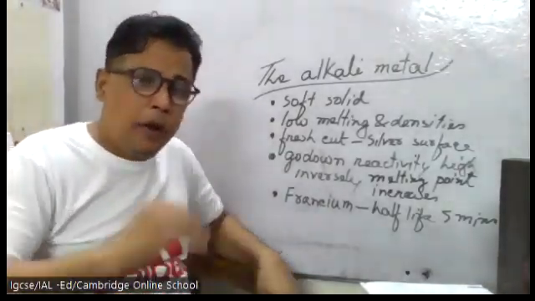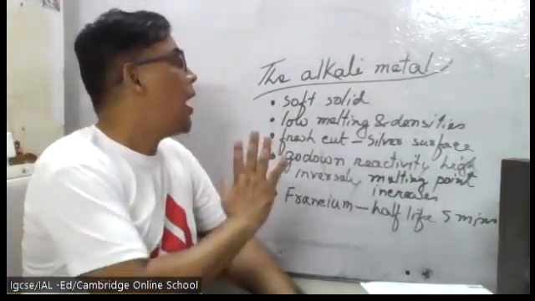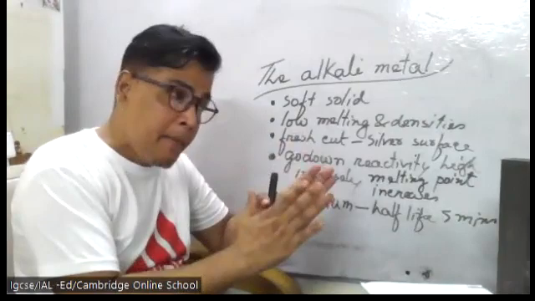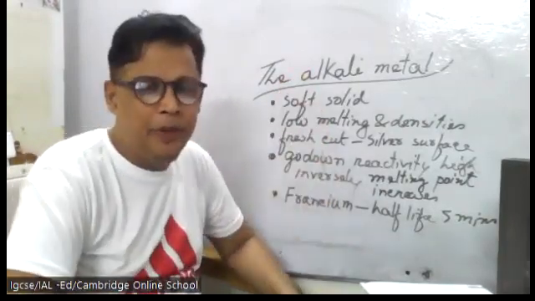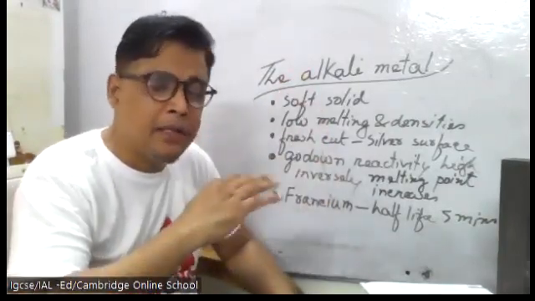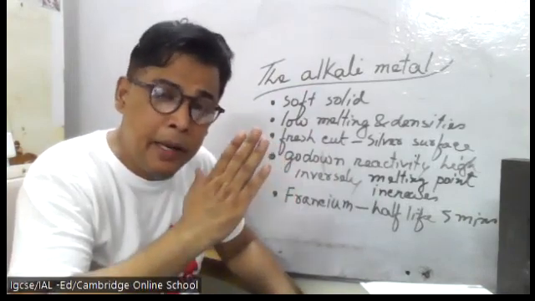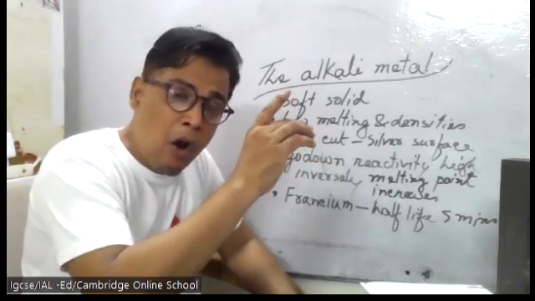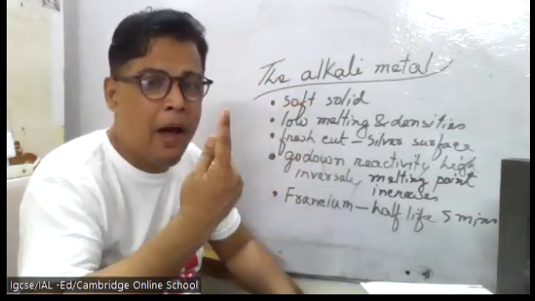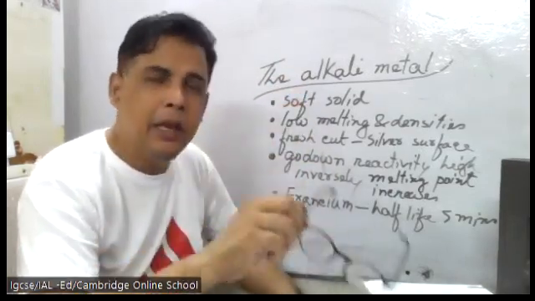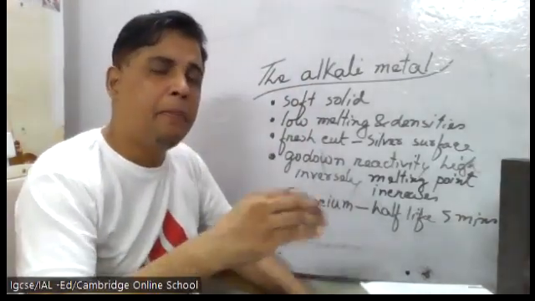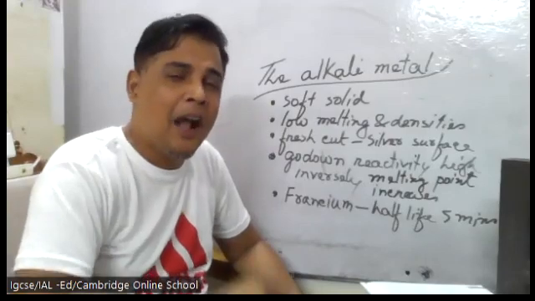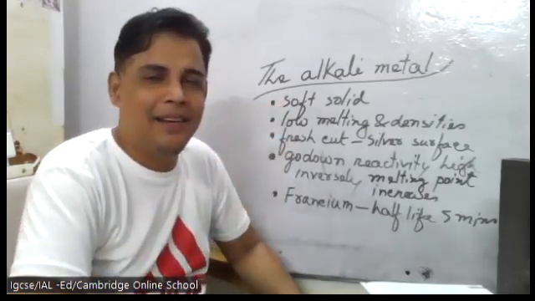Yes, I'm talking about the alkali metals. In the periodic table, alkali metals are the first group. Alkali metals have been categorized because the outer shell of alkali metals is 1. Actually, in the periodic table, everything has been categorized according to the outer shell.